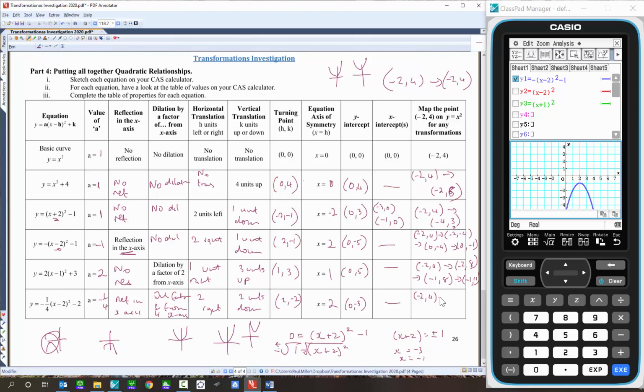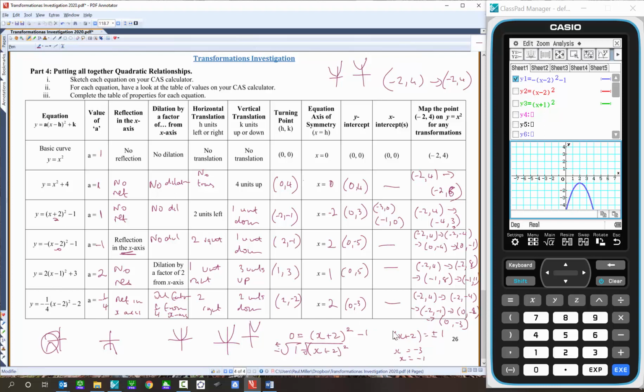And let's map the point. So -2, 4 will become, after the reflection in the x-axis, so reflections in x change the y values, -2, -4. Then we multiply by this factor here. So it's going to be dilation factor a quarter from x. That changes the y value. So it's going to be -2, -1. And then it goes 2 to the right, 0, -1. And then finally, it goes 2 units down, 0, -3. Okay, which is also the same as the y-intercept.